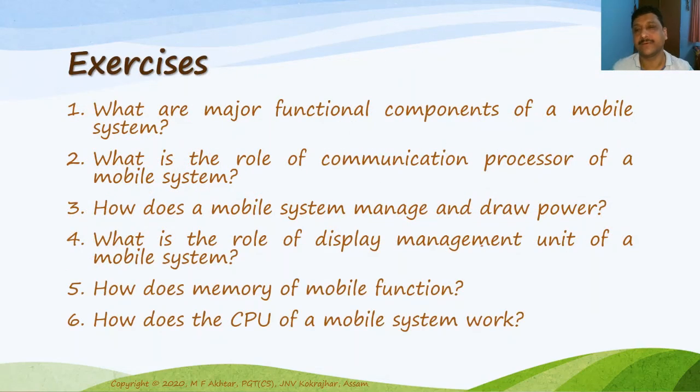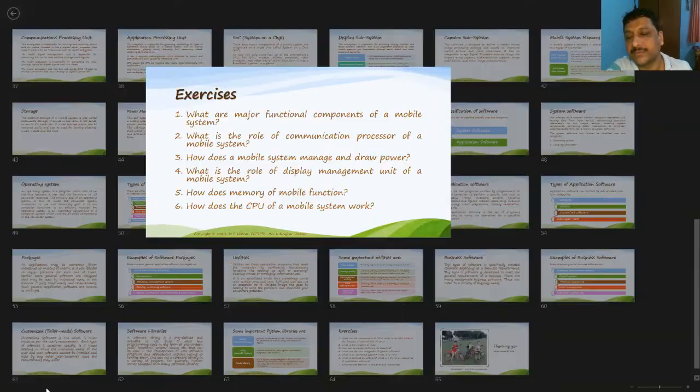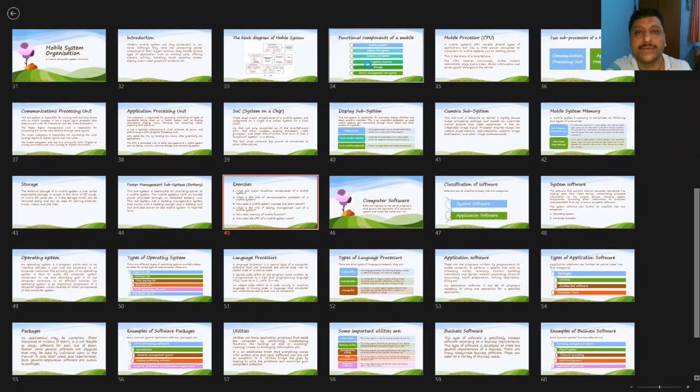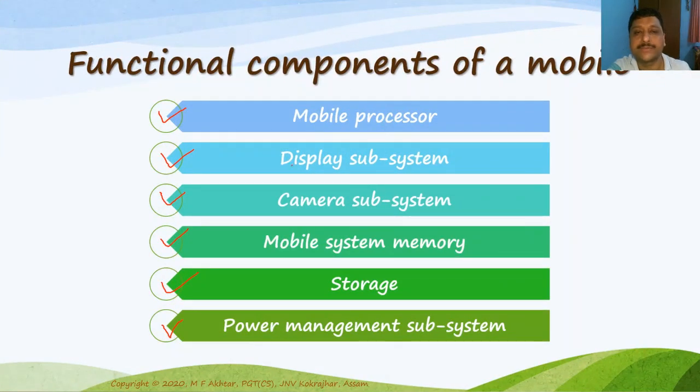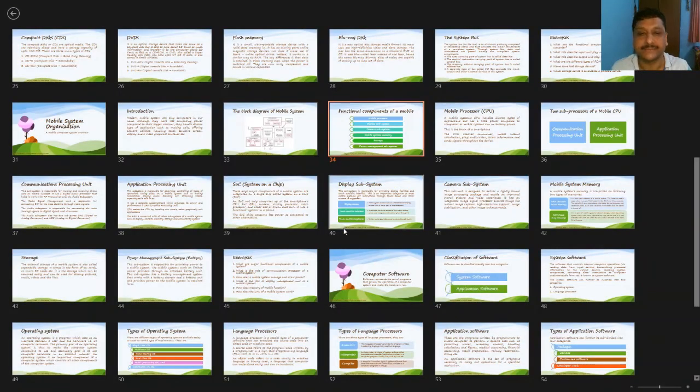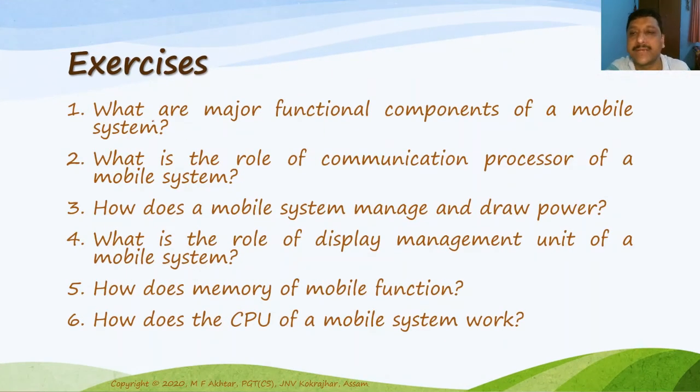Now the mobile system organization is almost finished. What we have learned is that there are many components in the mobile. Those functional components are the mobile processor, display subsystem, camera subsystem, mobile system memory, storage unit and power management subsystem. We have learned everything one by one. Now it's time to do some exercise.